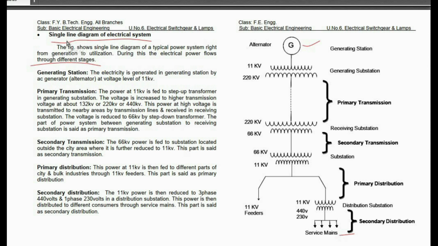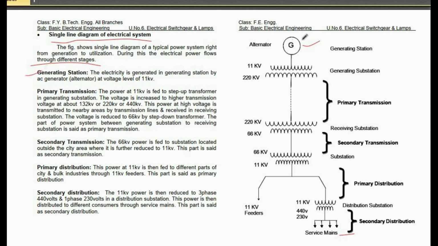All of you. Today we will see our last point, single line diagram of electrical system. This figure shows single line diagram of typical power system right from generating station up to the utilization of this electrical energy. During this, electrical power flows from different stages.